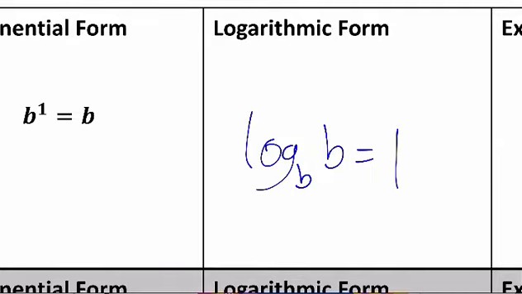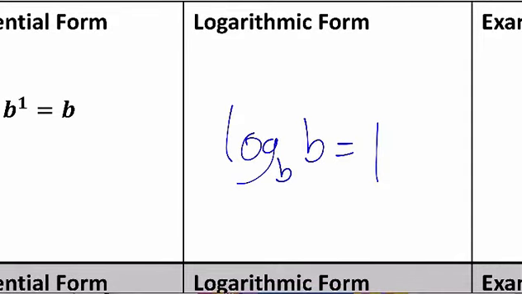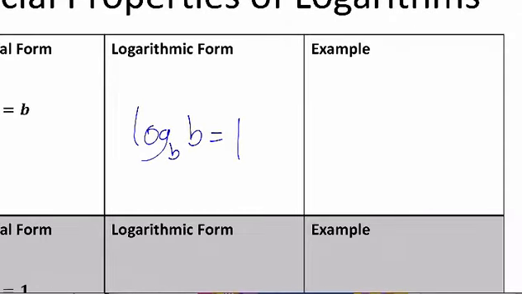So, log base b of b equals 1. If the base and what's inside are both the same number, it will end up being just a result of 1. So, for example, you could have log base 23 of 23 equals 1.